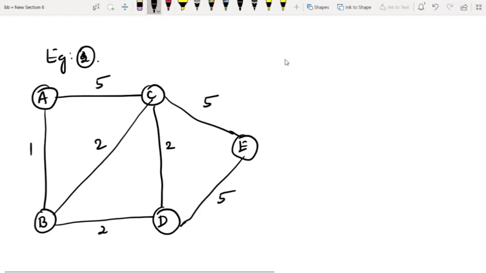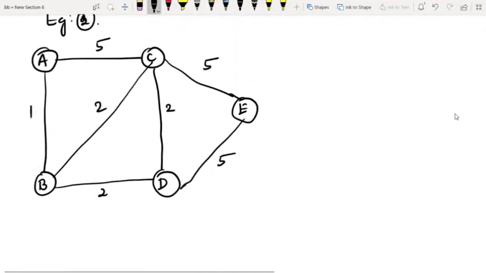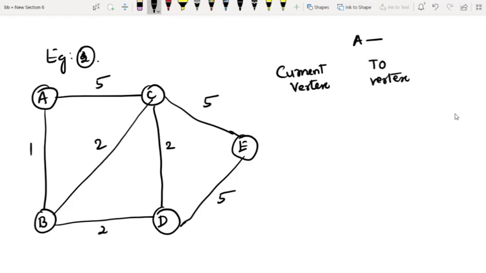Now let me draw the table that we have drawn here, two vertex and the distance. The first one is the starting vertex. Anyway, that's going to be only one vertex, so let me not write it in a table. I'll give the current vertex, I'll give the two vertex. From A, I'll be calculating a distance to some x vertex, and that is the two vertex. You know that. Then distance, in units.